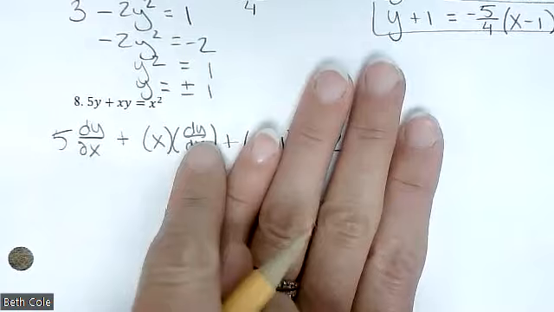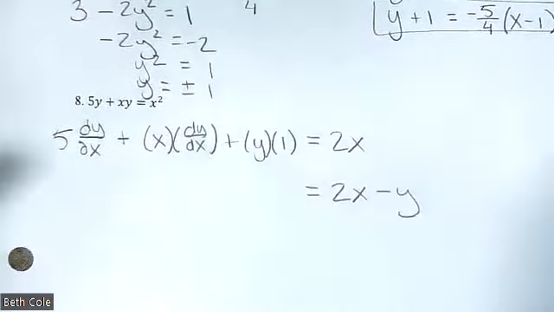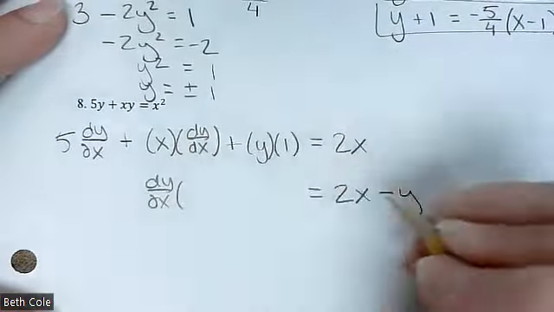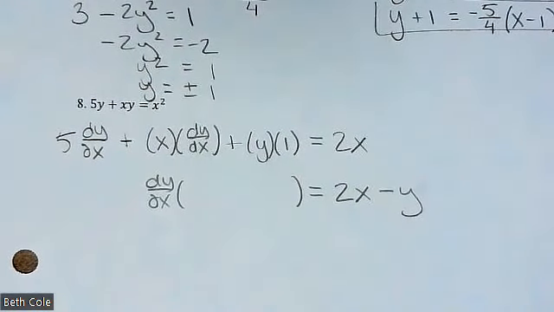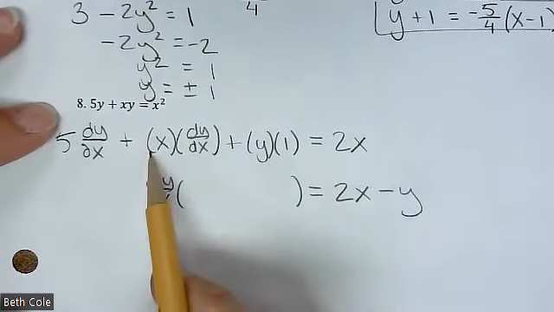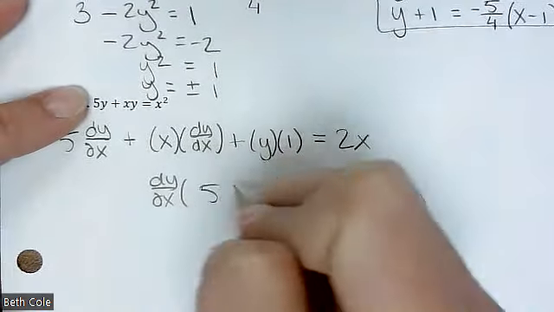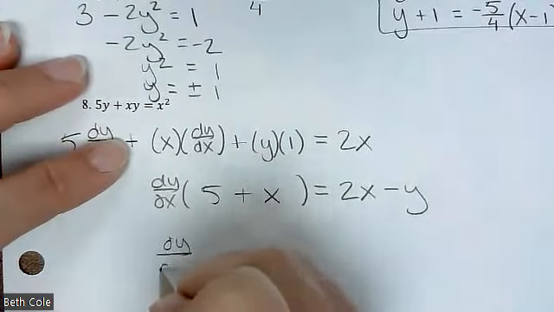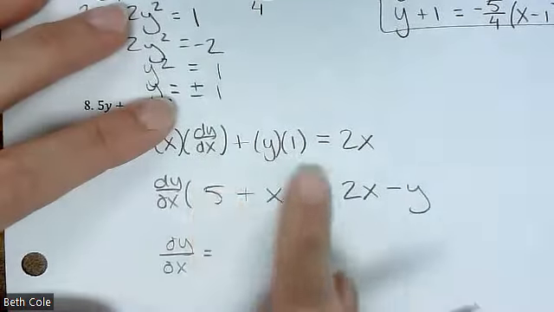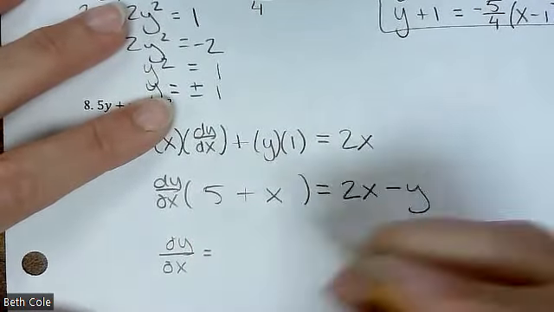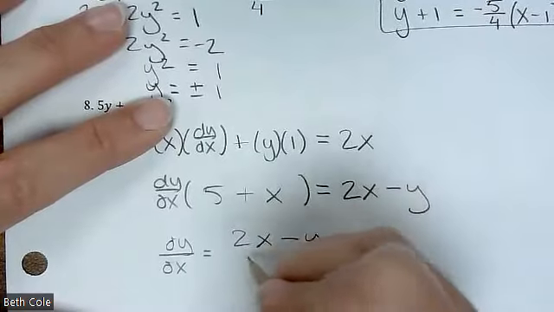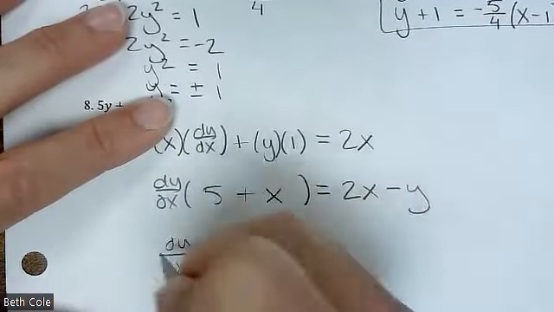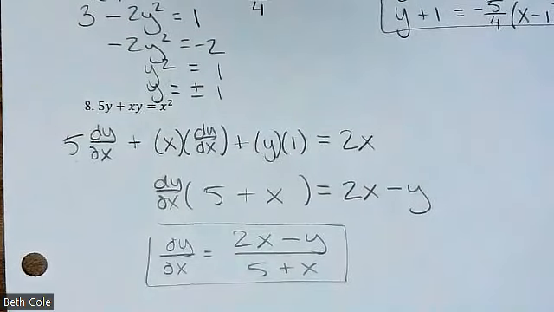We are going to factor out a dy dx since they both have 1. So we're going to factor out dy dx. What's left when you take that out? It's like GCF. What's left? 5 plus x. Yep, I knew what you meant. And then to get dy dx by itself, you would divide by 5 plus x. So your final answer is 2x minus y over 5 plus x. And again, the problem was a disaster, so the answer is probably going to be a disaster as well.